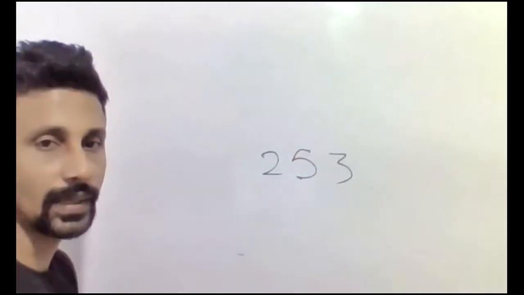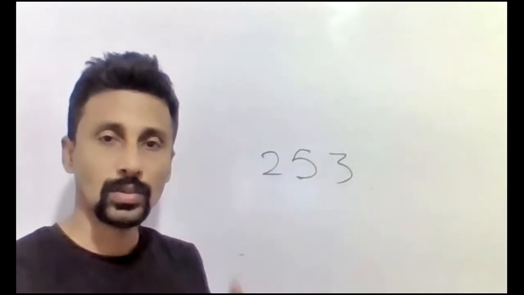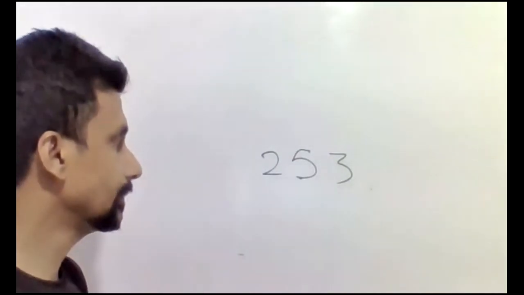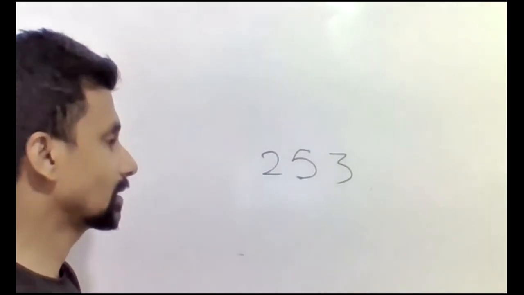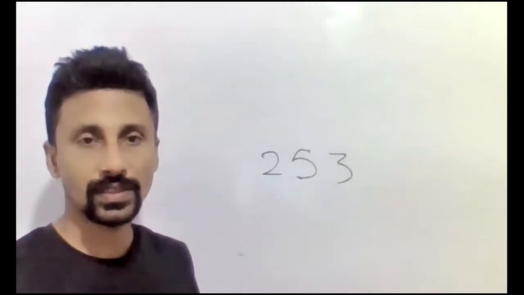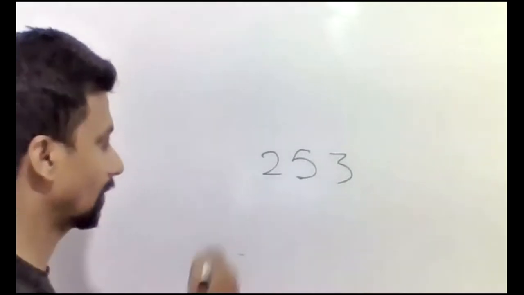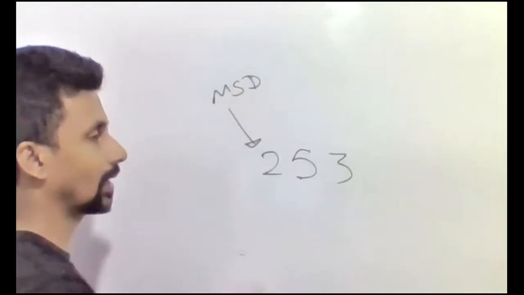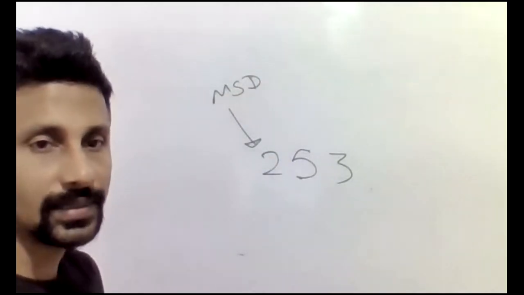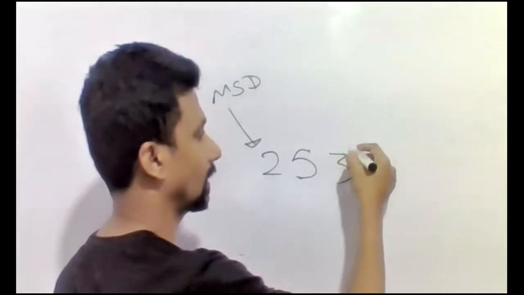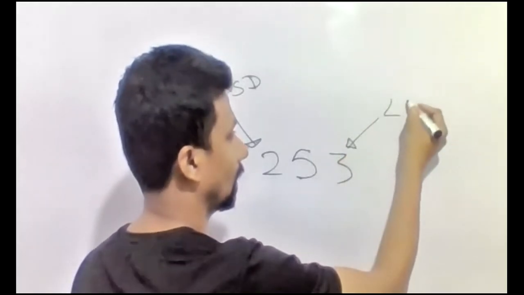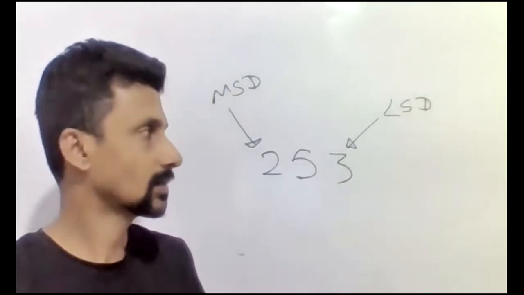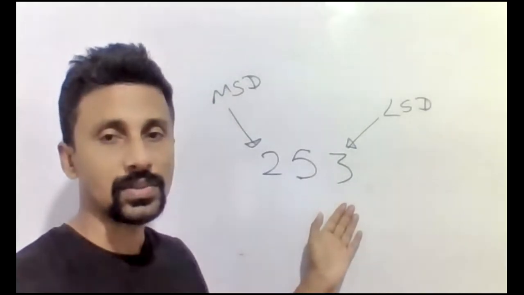If you take a number like this, so most significant digit and least significant digit. Most significant digit is what we call the highest positional value, or the non-zero first value on your left hand side. So on the left hand side of this. So this is called MSD. You have the highest positional value there. LSD means least positional value. So here, 3 is the least significant digit. Right? That has the least positional value.